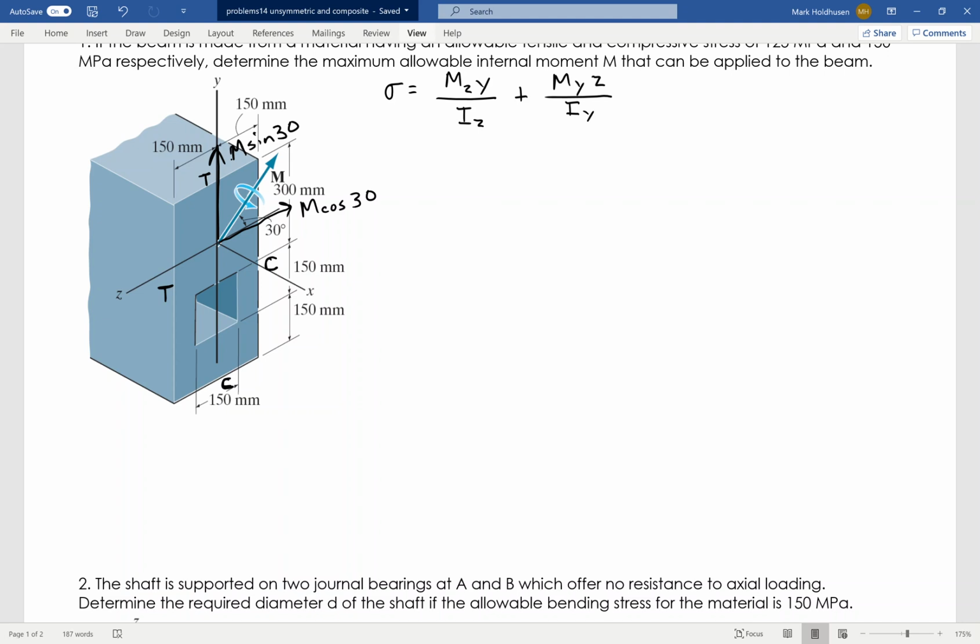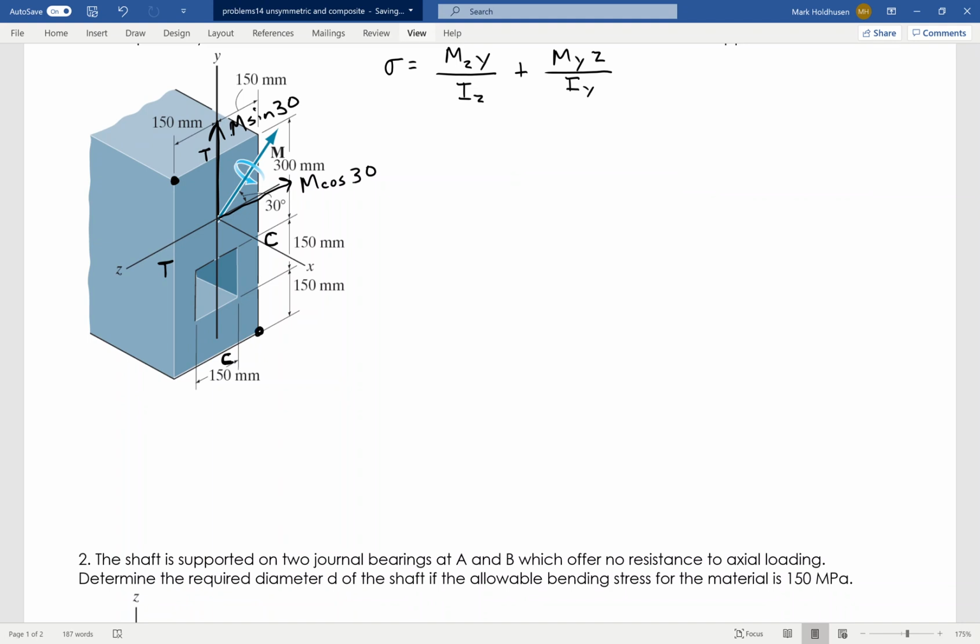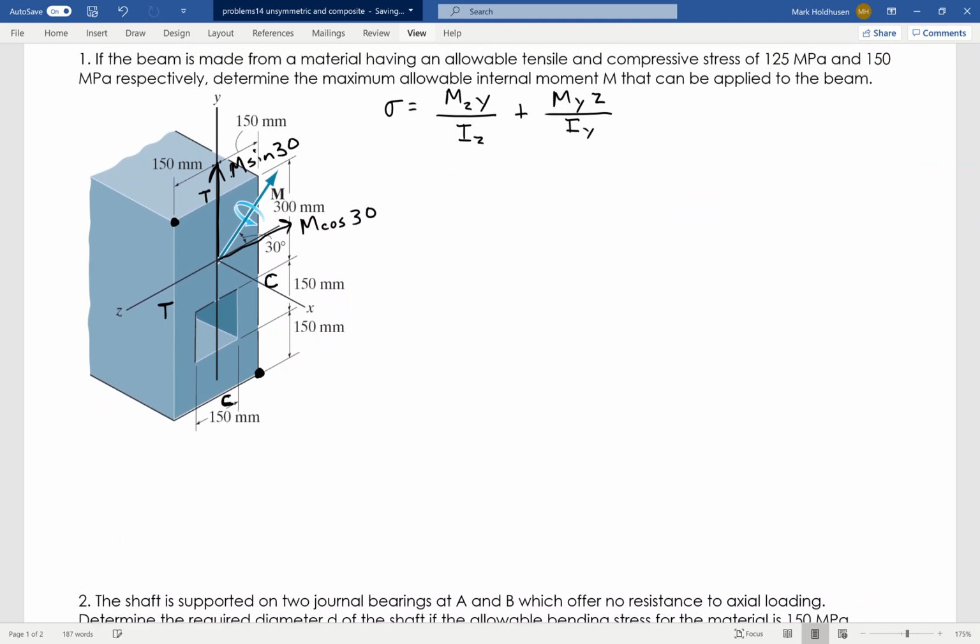But what I know for sure is that this point right here, the upper left, is the maximum tension, because both the top and the left side are in tension. And then down here is the maximum compression. What we're trying to find here is, well, they have the allowable tension and compression, right? So I've got to find both of them. The maximum tension occurs in the upper left, and the maximum compression occurs in the lower right.